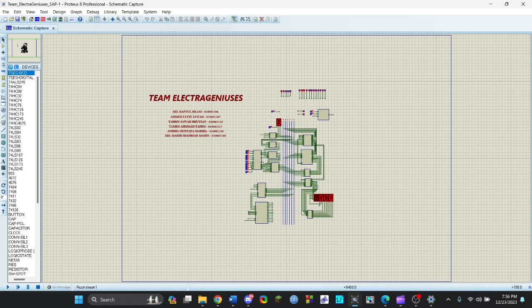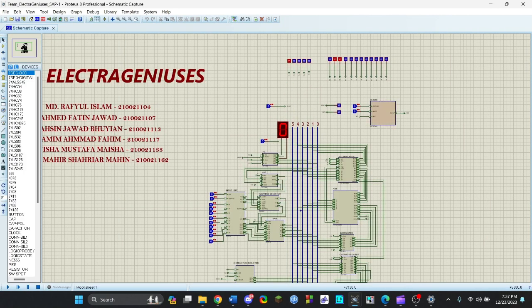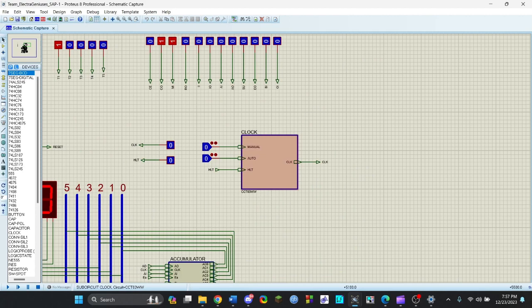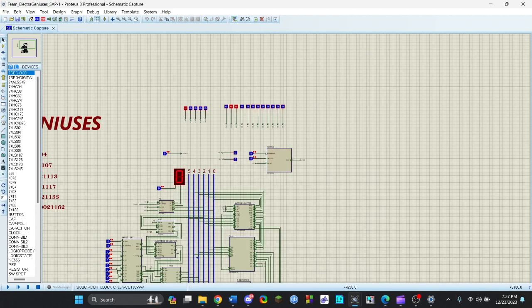Assalamu alaikum everyone, I am Ahmed Fatin Jawad from team ElectraGeniuses, and today I am going to describe to you our 6-bit SAP-1 computer. In this computer we have our clock pulse first of all, because the clock pulse is what drives the computer. It sends the clock signal, and addition and subtraction is done in this computer.